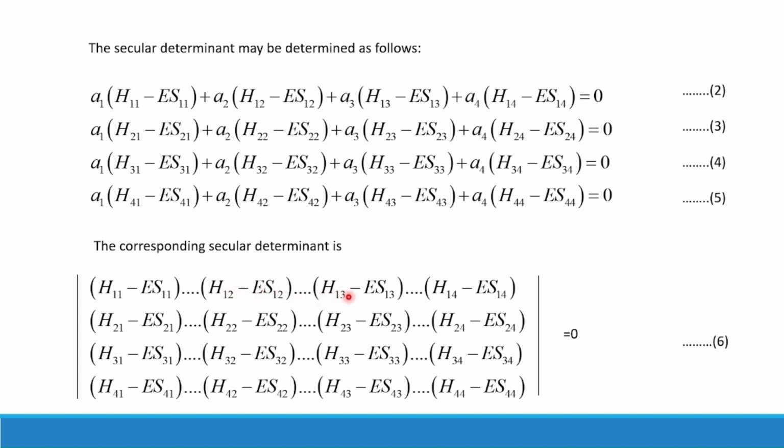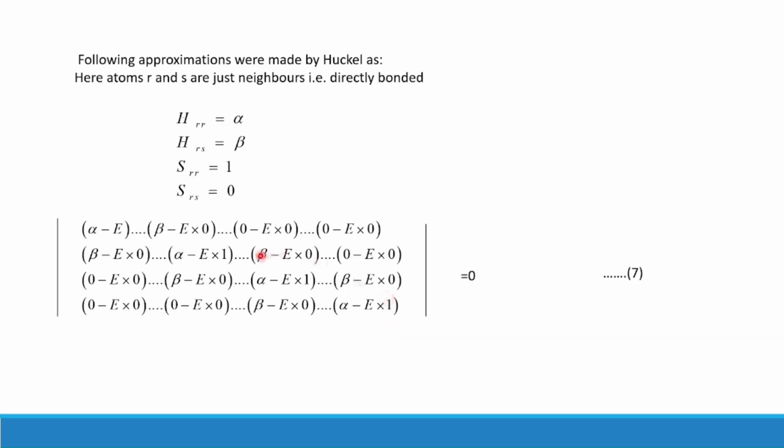Then H13. Now H13 is not directly bonded, and S13 is also not directly bonded, so that would be equated to 0. So you can see here that alpha minus E, beta minus E into 0, because it was H13, so it is 0. E into S13 is also again 0. Now this one was H14, so it is 0 minus E into 0.